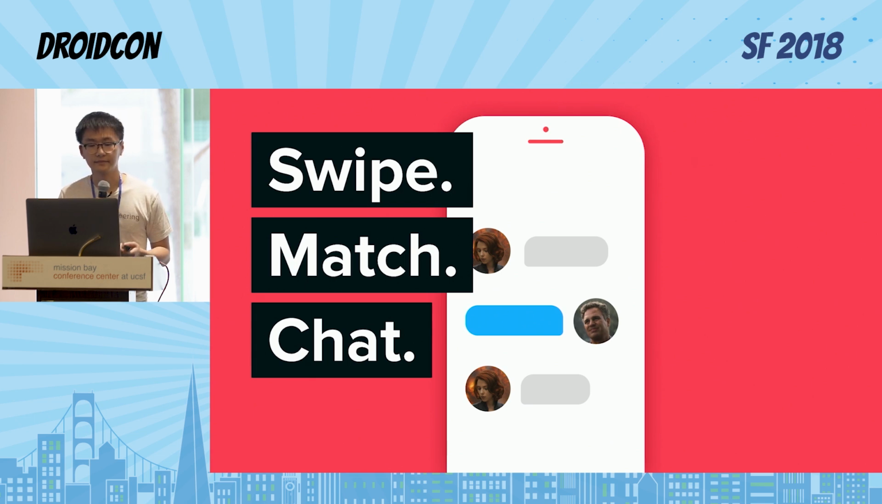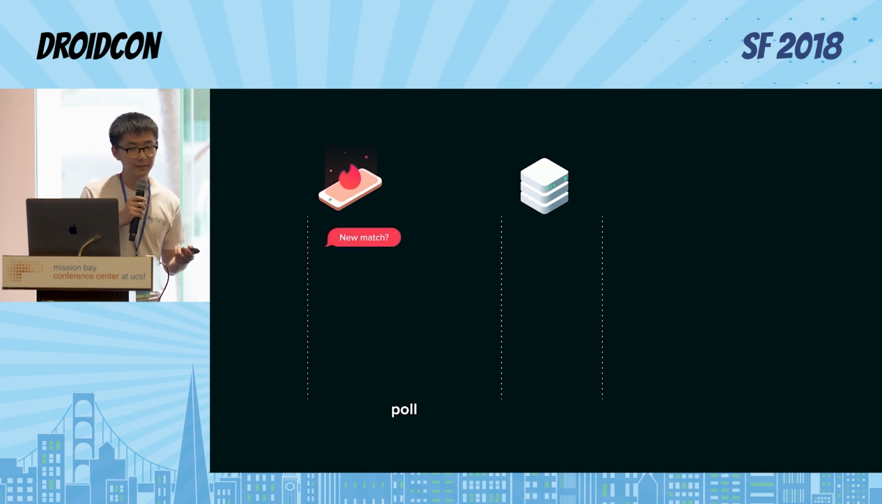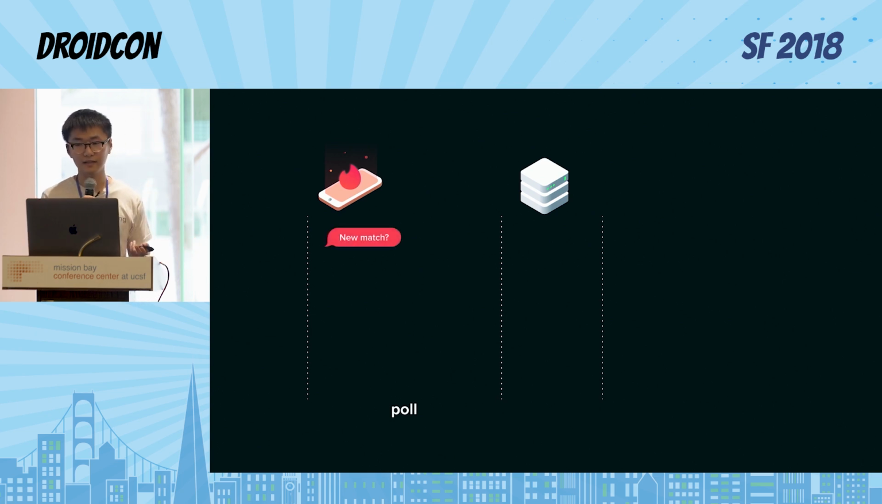As we have seen, swipe, match, and chat constitute the core Tinder experience. In order to deliver the best Tinder experience, our app needs to get new matches and new messages from our server in real time. How does the Tinder app do that? In the beginning, we started simple. The app makes a request to the server every 2 seconds to ask for updates.